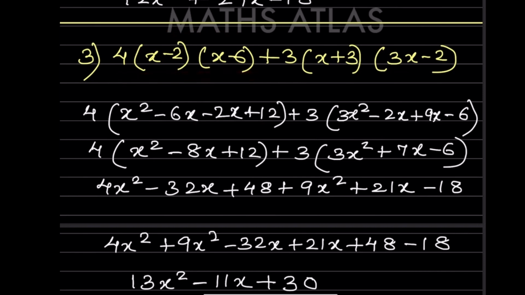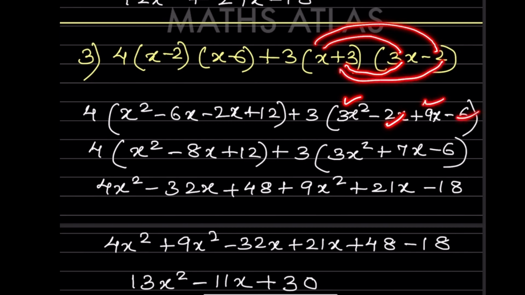Now again here the same. This 3 keep at the side. So what will you do here? 3x squared minus 2x plus 9x, and this is going to be minus 6.